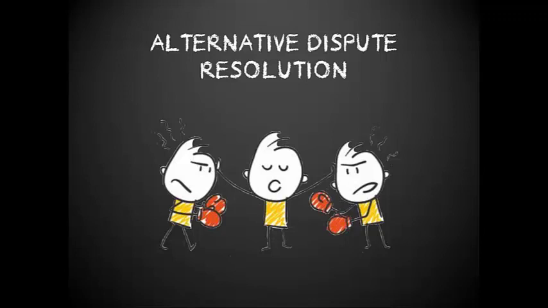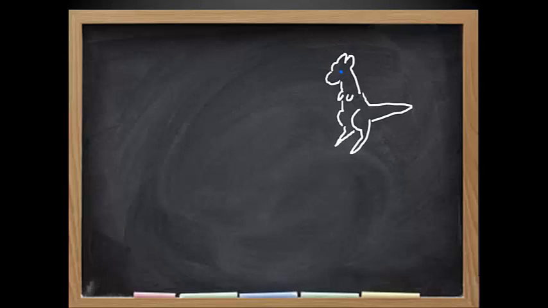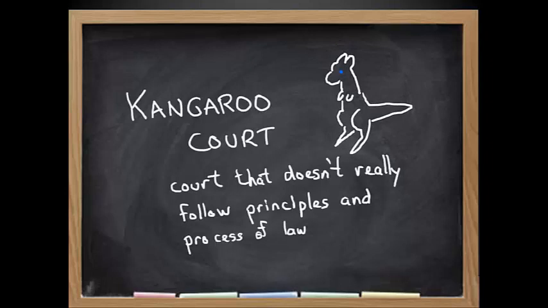Now, I've had students ask me over the years about a term that they've heard called kangaroo court. That's not really a thing. It's not a form of ADR. It's really a reference to a proceeding that is not trustworthy. It doesn't follow the principles or processes of law, and it's meant as an insult or to complain about a process that may not seem fair. But it's not really a court, and it's not alternative dispute resolution.